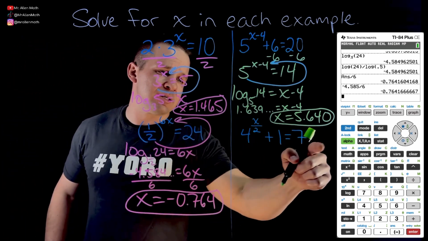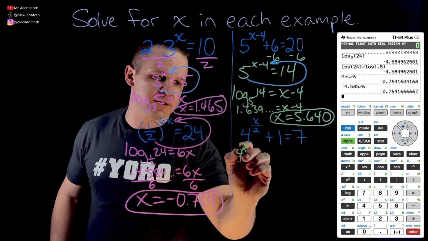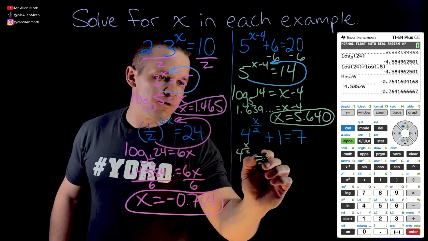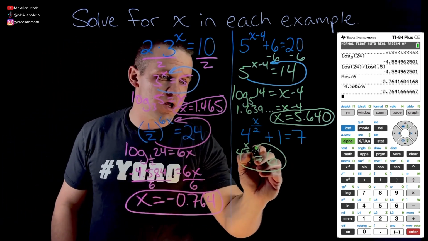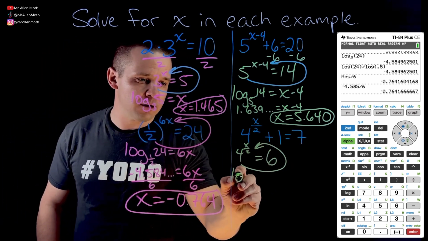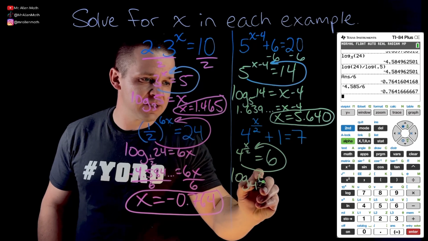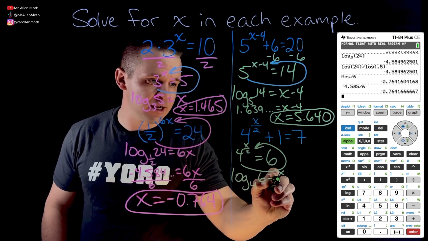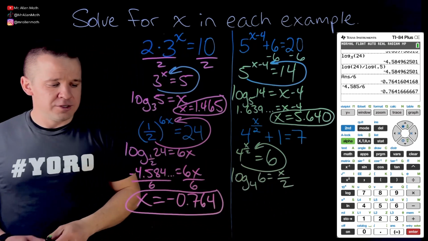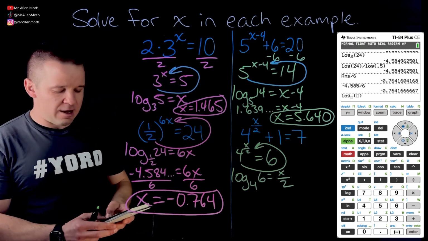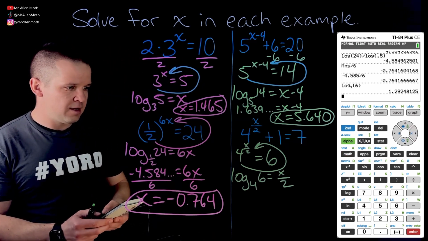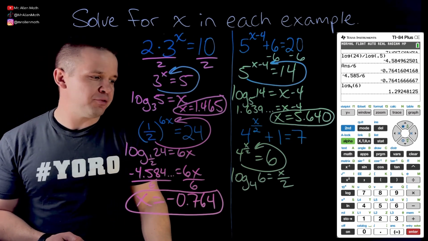Last one here. Let's subtract 1 first. I get 4 to the x over 2 equals 6. Now, we got to loop and swoop this bad boy. Throw it into logarithmic form. Log base 4 of 6 equals x over 2. So let's math alpha math this thing. Plug into our calculator. Math alpha math. I've got 4, 6, enter, 1.292 and change.